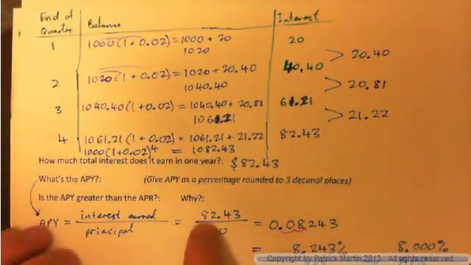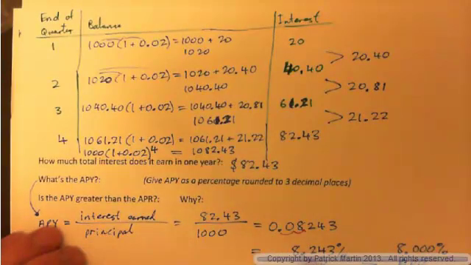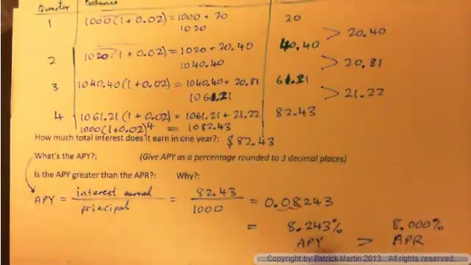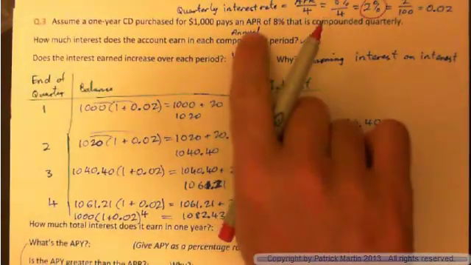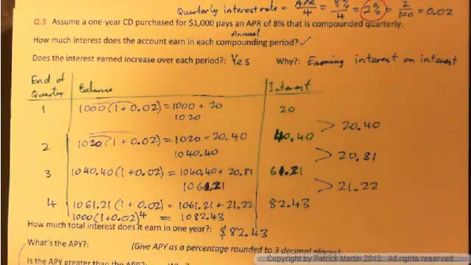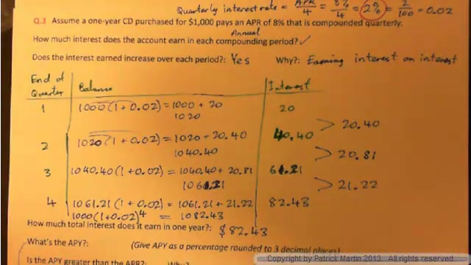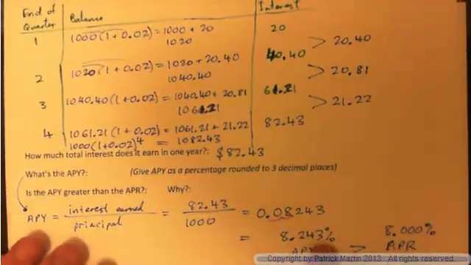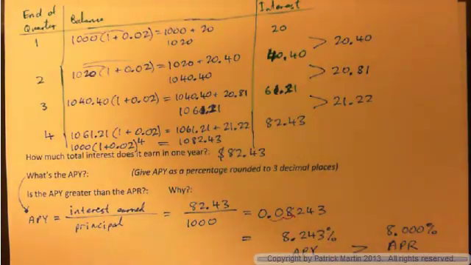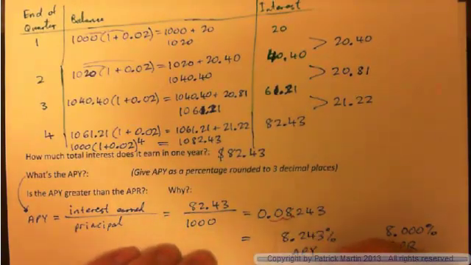And after the entire year, we've shown that we get $82.43, which is 8.243% of the $1,000 we began with. Okay, so basically the APR is a useless number in this case. If you were told by the bank that your annual percentage yield is 8.243%, that's all you want to know, because that tells you the exact percentage you're going to get at the end of the year.